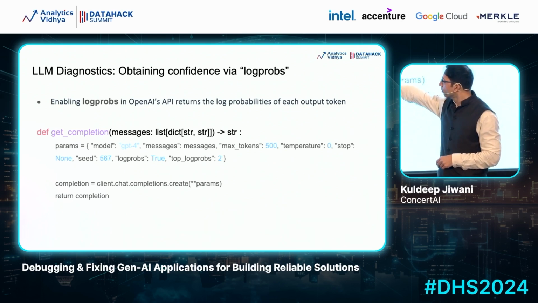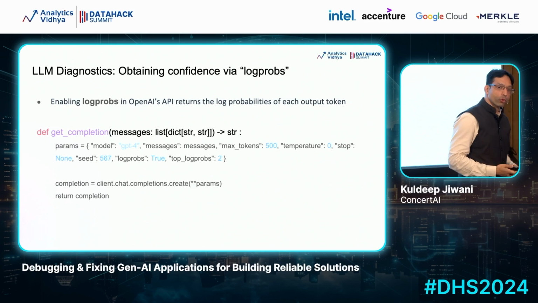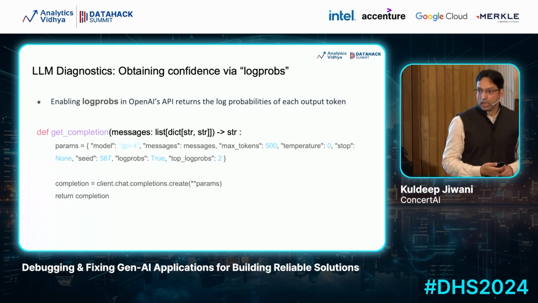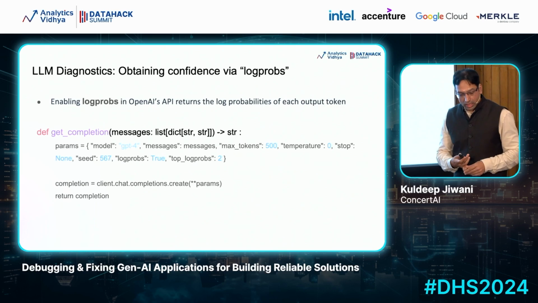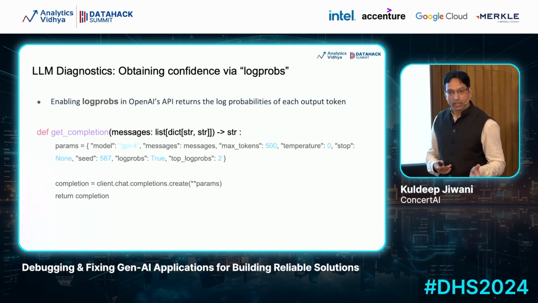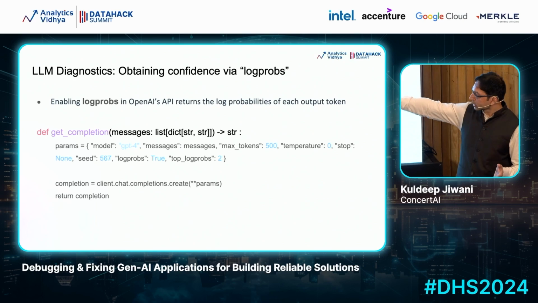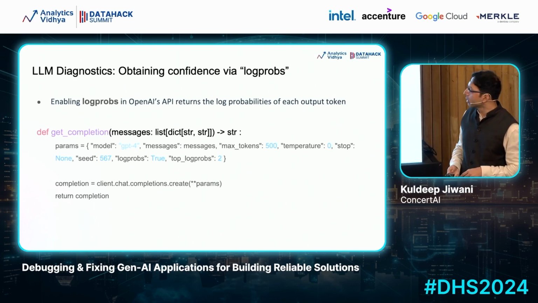You can set it to true when you create a client, and this will also give you the probability of each token along with the answer. Now this lets you quantify whether your answers are good. Is it hallucinating? Is it certain or uncertain? You can use these diagnostics using logprobs to get that. I'll show you four use cases of how to use logprobs and debug.